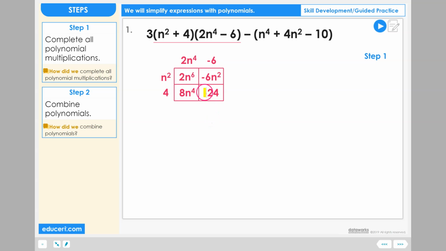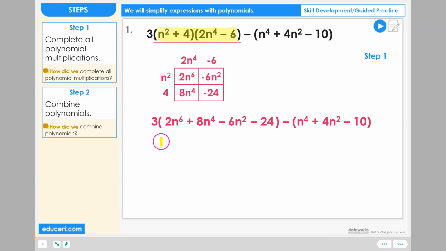Inside of this box model, there are no like terms. 2n to the 6th plus 8n to the 4th minus 6n squared minus 24. Let's build the rest of the expression around this result. 3 times our result minus the polynomial n to the 4th plus 4n squared minus 10. The next multiplication to complete is to distribute the 3 through the 4 terms inside of our result.